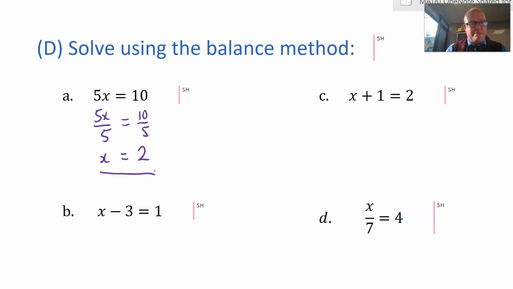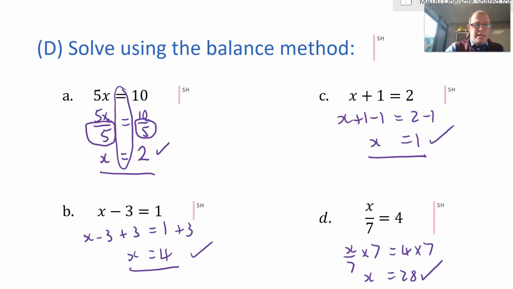We can see that from inspection as well. 5 times 2 is 10. So I know I've got it correct. Now pause the video and you try B, C and D on your own using the balance method. Make sure your equal signs line up. Make sure you're showing your working. I've shown divide by 5 on both sides nicely. And it's really important you get your working right. I'm going to pause the screen and do them as well, and then I'll show you the answers.